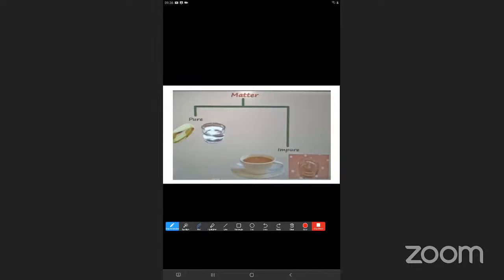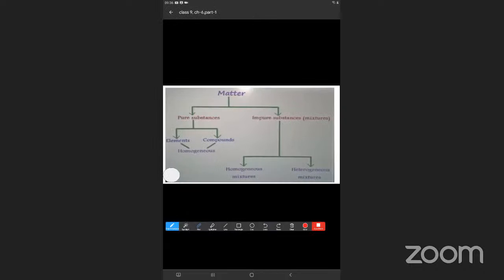So here, matter is of two types, pure and impure. In pure we have taken gold and water as examples. In impure we have taken tea and sand in water. So matter is divided into two types: pure substances and impure substances. Pure substances are again classified into two types, elements and compounds. Impure substances are again two types, homogeneous mixtures and heterogeneous mixtures.